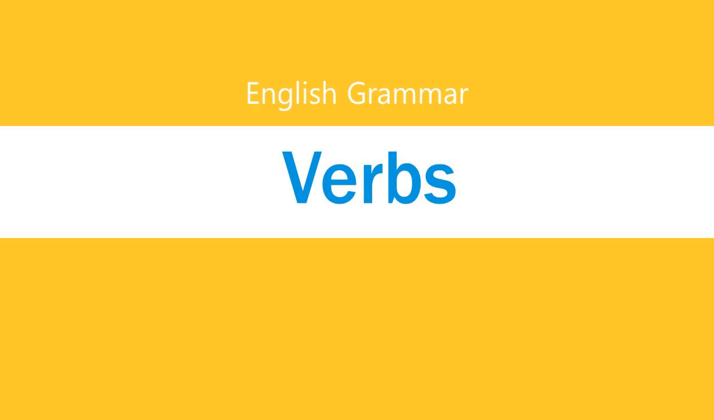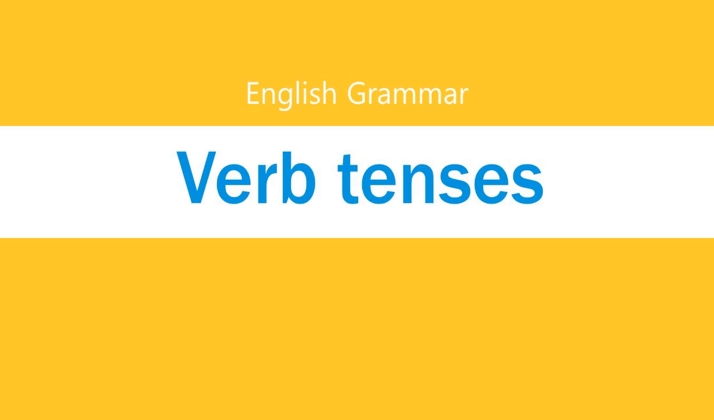Verb tenses are essential for indicating the time of an action or state in English. There are three main tenses: present, past, and future. Each tense can be further divided into simple, continuous, and perfect forms. Let's explore each in detail.